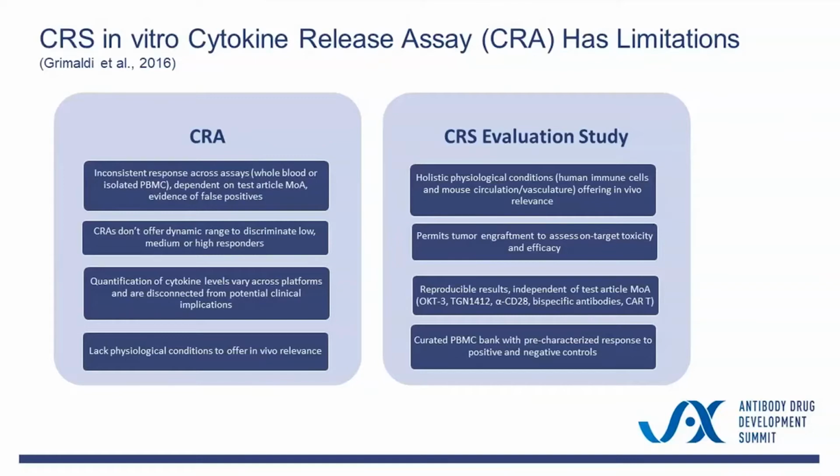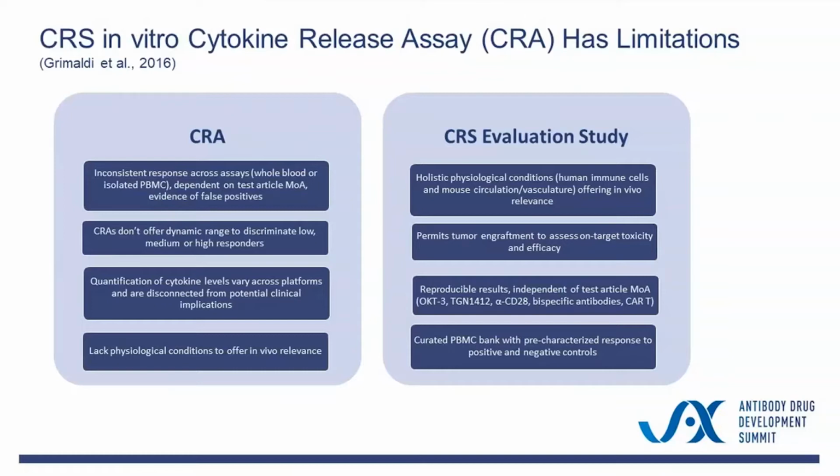These in vitro assays don't offer a dynamic range to discriminate low, medium, or high responders. It's a little harder to do high affinity and low affinity antibodies. Quantification of the cytokine levels varies dramatically between the different platforms and different labs. There are some beautiful studies coming out of NIBSC where they looked at the same antibodies in over a dozen different laboratories in pharmaceuticals and biotechs, and they saw dramatically different effects of the antibodies in these in vitro assays for CRS. So it's highly variable. And also, it lacks physiological conditions to offer in vivo relevance.